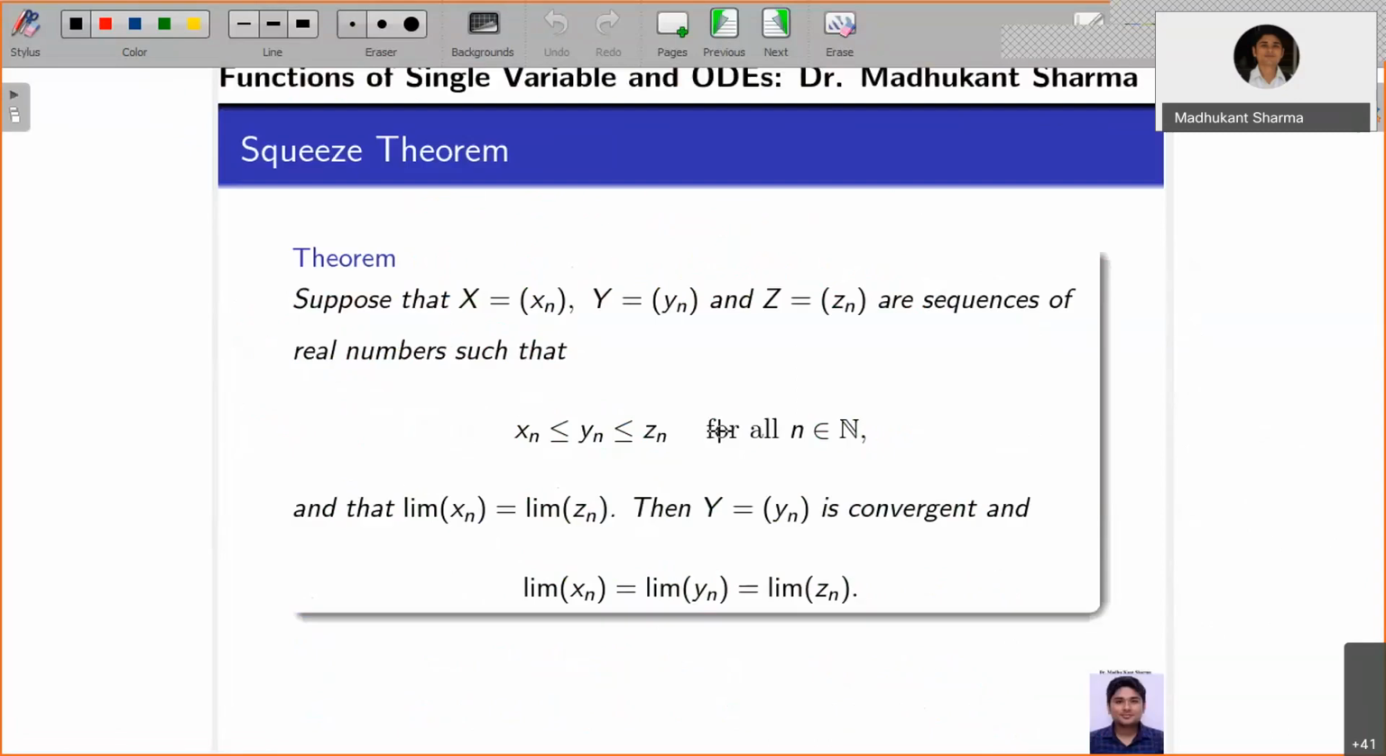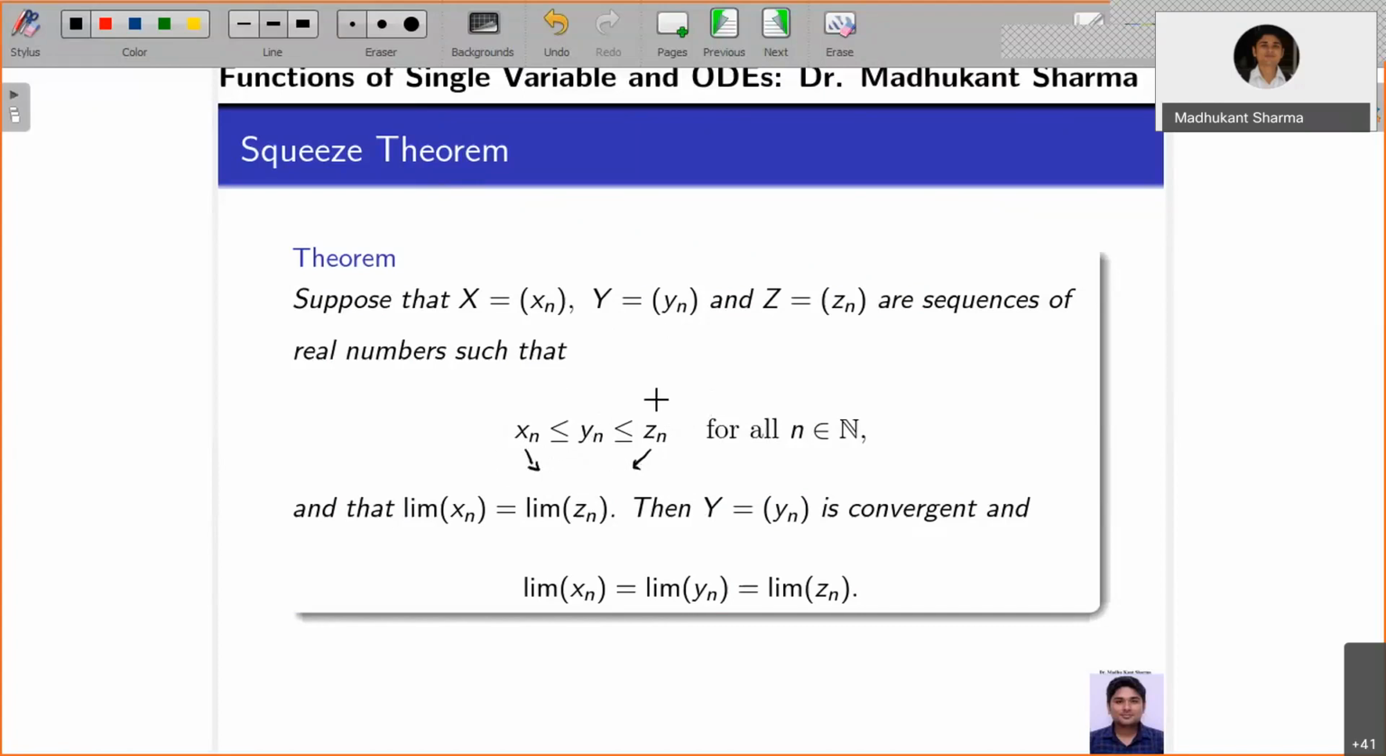Okay, so this is the next result. It's also a very immediate result from the previous result, which is also known as the squeeze theorem, or the sandwich theorem. Why it is called sandwich is because you have three sequences. xn converges and zn converges. So where does yn go? yn also should converge, and it converges to the same limit if limit xn is equal to limit zn. So this is what the sandwich theorem says.